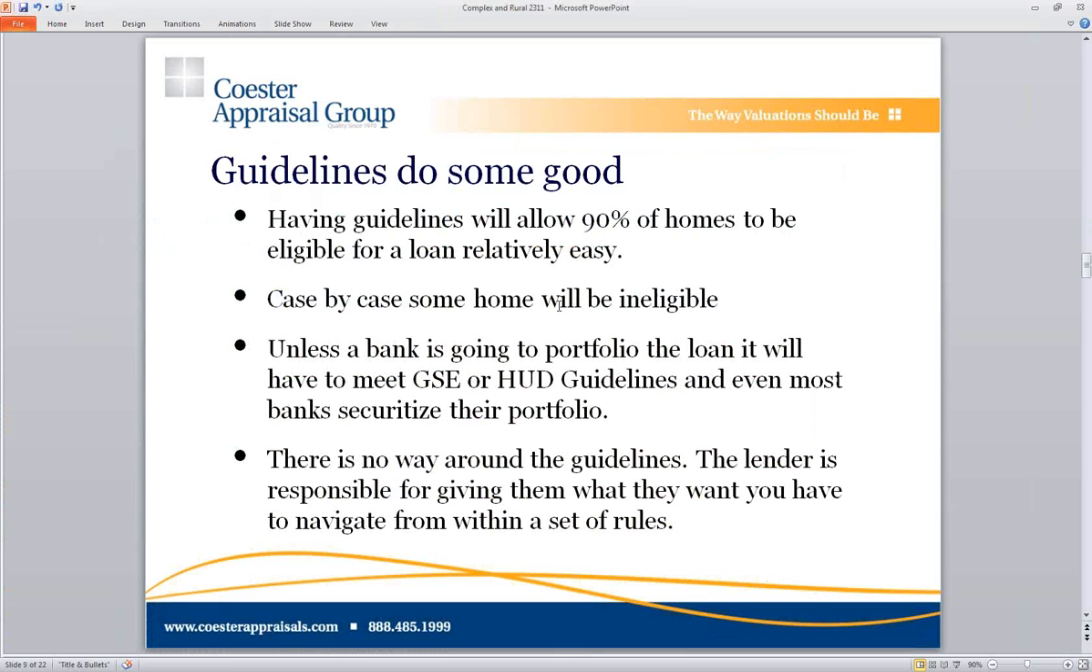Case by case, some will be ineligible, and that's something appraisers need to understand: not all properties will be appraisable from a lender's perspective. We're going to go into that too. Unless a bank is going to portfolio loan, it will have to meet the GSE or HUD guidelines, and even most banks securitize their portfolio.